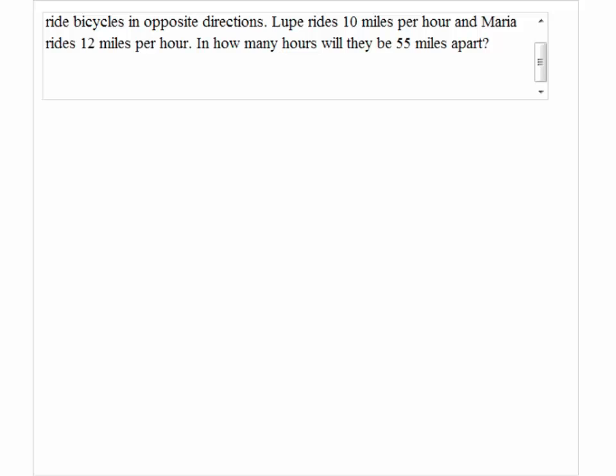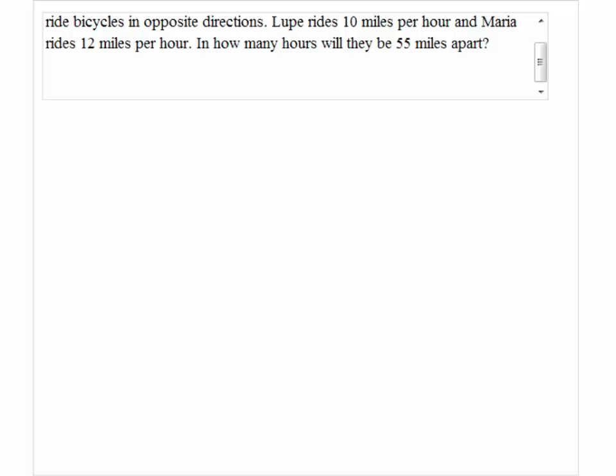From a point on the straight road, Lupe and Marissa start at the same time and ride bicycles in opposite directions. Lupe rides 10 miles per hour and Maria rides 12 miles per hour. In how many hours will they be 50 miles apart?